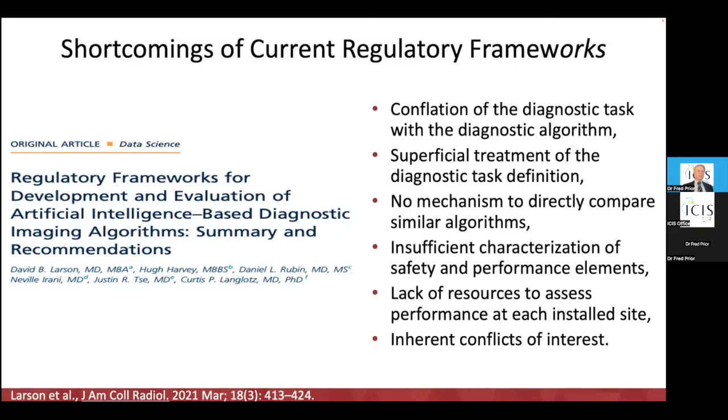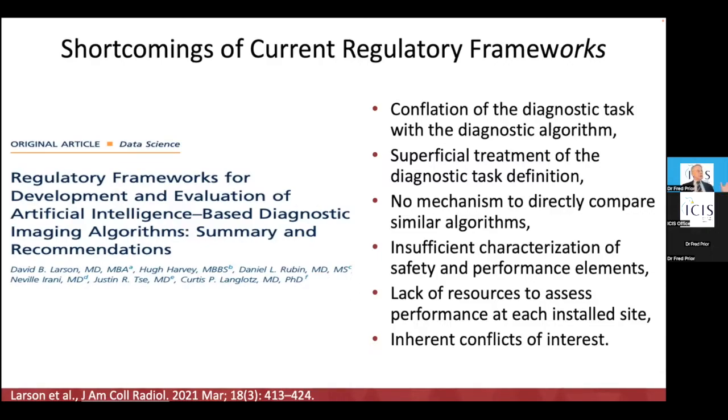There are some shortcomings in terms of their safety evaluation. There's a lack of resources to assess performance at each installed site. So this is nice when the vendor goes through the process with, let's say, the Food and Drug Administration, but when you install it in your hospital, it may not work the same way. And there's no real way of evaluating that. And then there's some inherent conflict of interest because the vendors are trying to get a product to market, the FDA is trying to protect the public, and a lot of the conflict of interest centers on the data and who's controlling the data. And the FDA wants to sequester data from the whole entire community. So we're not quite clear on exactly how this has been evaluated.